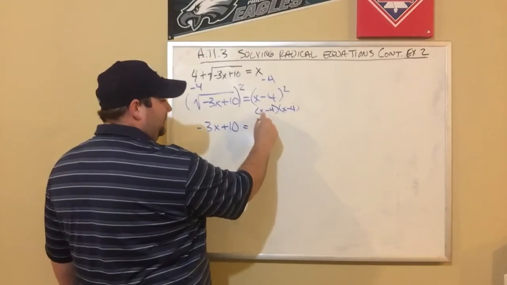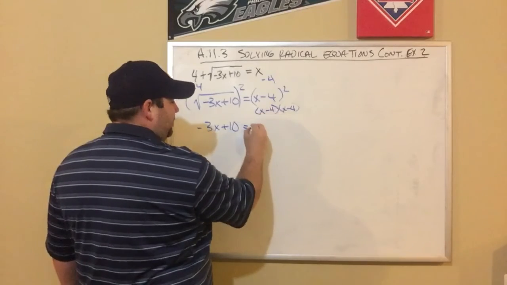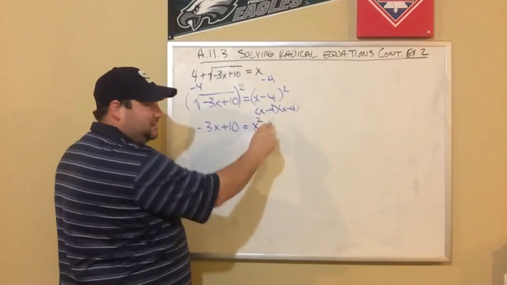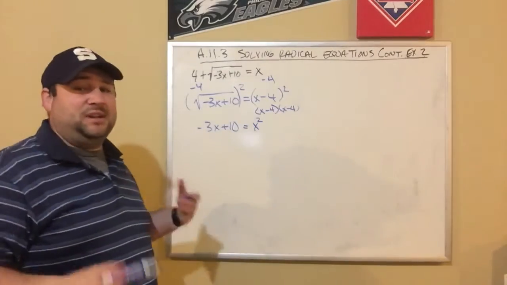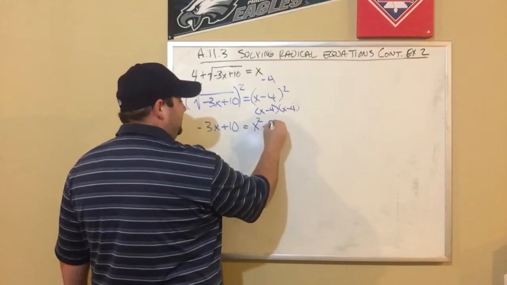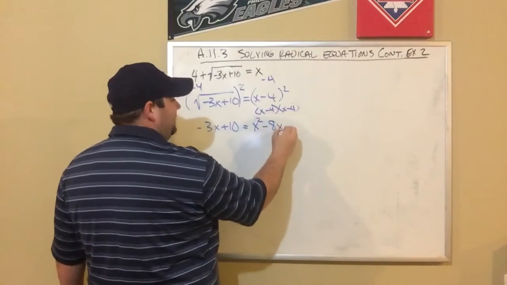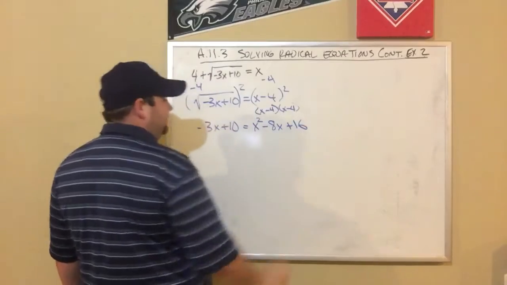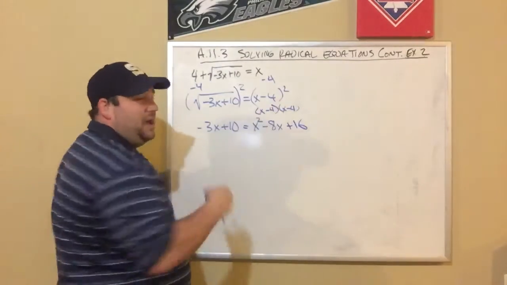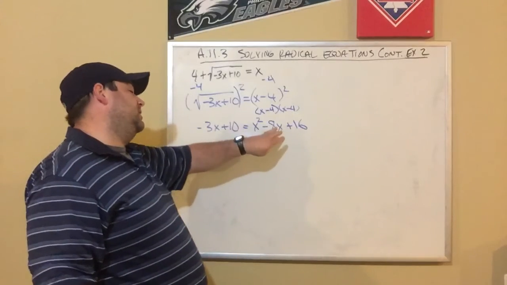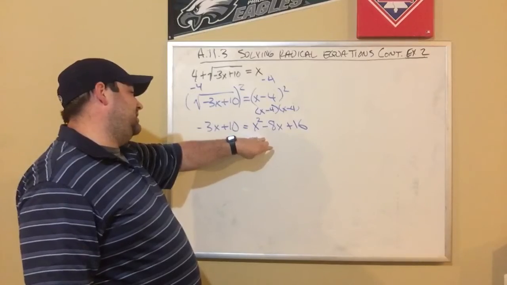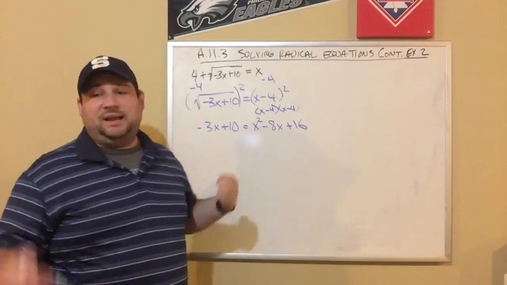On this side, I'm going to do the FOIL method. My first terms are x squared. My outer is going to be negative 4x. My inner is also going to be negative 4x. I'm going to skip a step here and add them together. Negative 4 plus negative 4 is negative 8, so that's minus 8x. And then negative 4 times negative 4 is positive 16. So I've done the FOIL method. In there, I combined the two middle terms when I did the problem. So now I look at this, and I can see, all right, I got a quadratic.